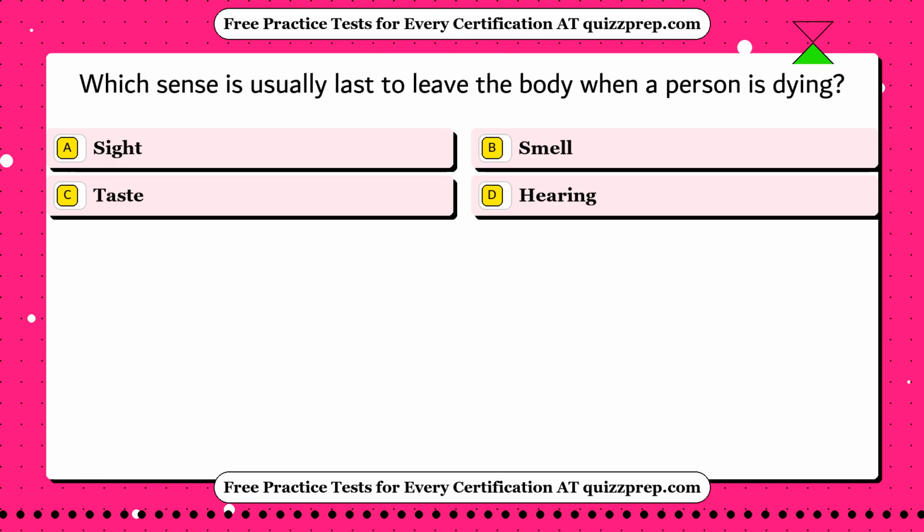Question 40. Which sense is usually last to leave the body when a person is dying? Option A, sight. Option B, smell. Option C, taste. Option D, hearing.